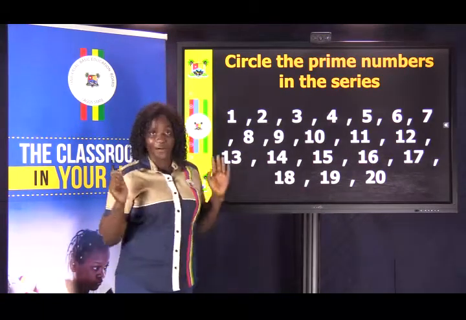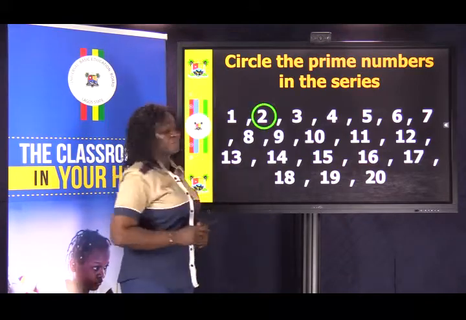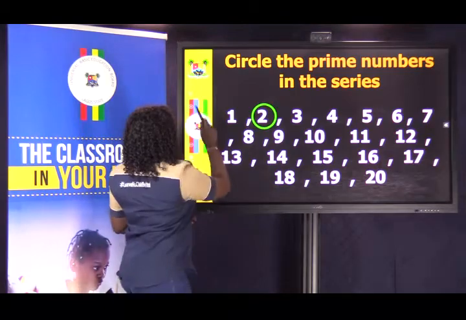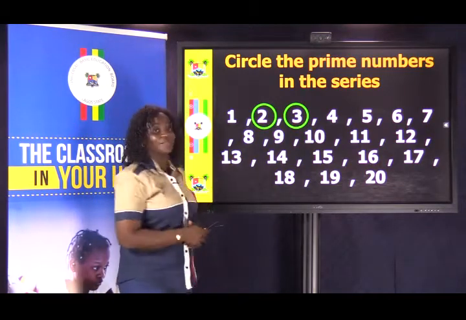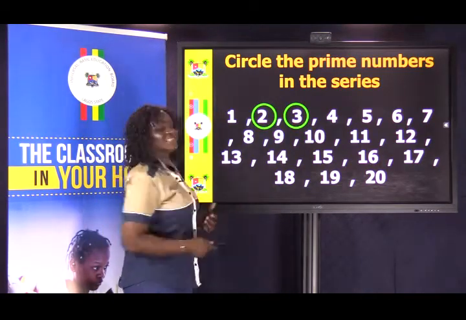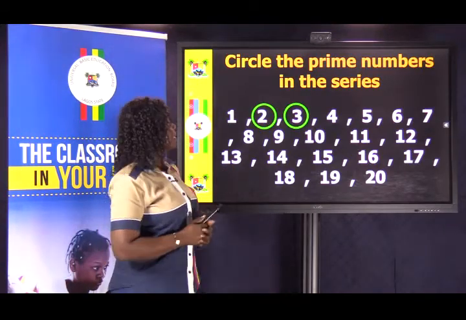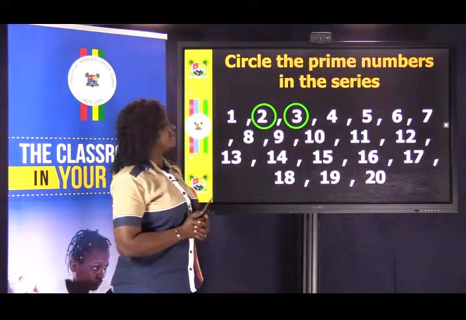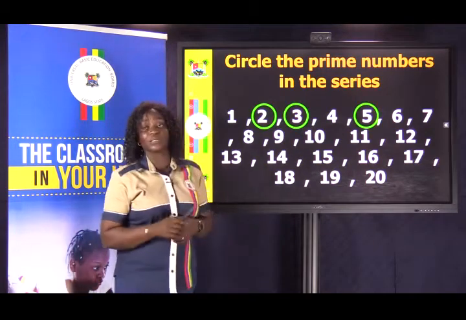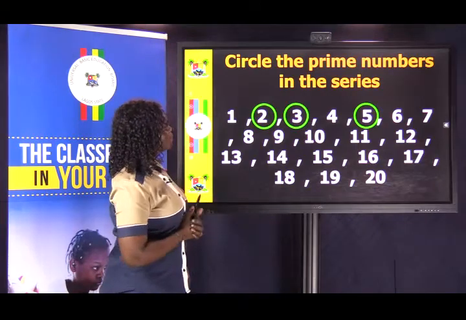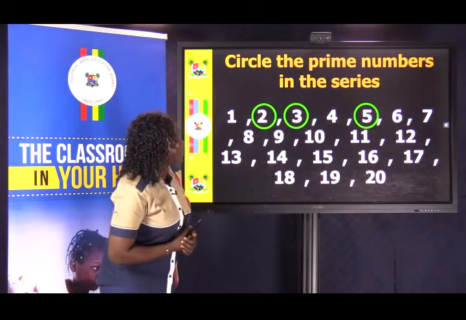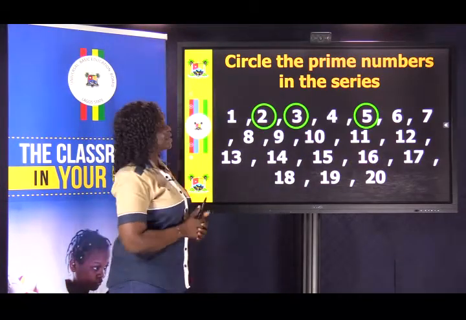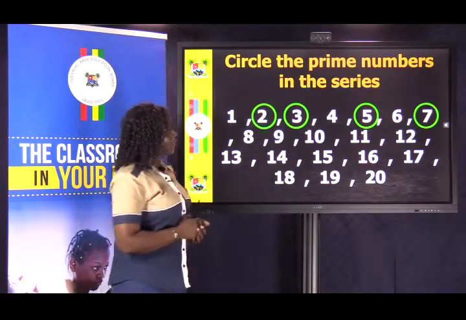1 is not a prime number. 2 is a prime number because it can only be divided by 1 and itself. 3 is a prime number because 2 cannot divide 3, and 1 and 3 are the only numbers that can divide 3. 4 is not a prime number because 2 can divide 4. 5 is a prime number because no other number can divide it except 1 and itself. 6 is not a prime number because 2 times 3 is 6, so 2 and 3 can divide 6. 7 is a prime number.